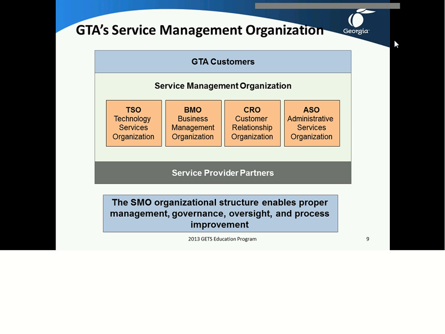GTA's service management organization is made up of the Technology Services Organization, the BMO, the Business Management Organization, which is responsible for contract compliance; the CRO, the Customer Relationship Organization, where each agency has a customer relationship manager to help support them; and the ASO, the Administrative Service Organization, which is responsible for chargeback, billing, financial compliance, and asset management. The SMO organization structure enables proper management, governance, oversight, and process improvement.